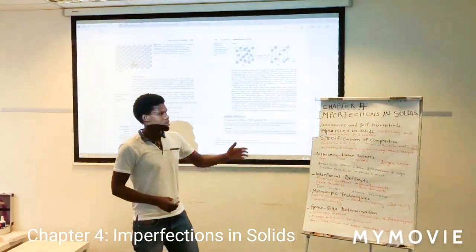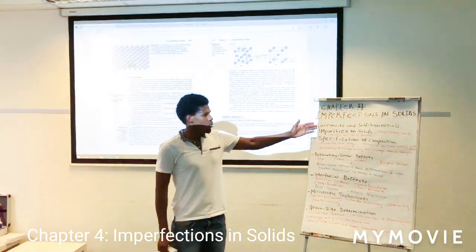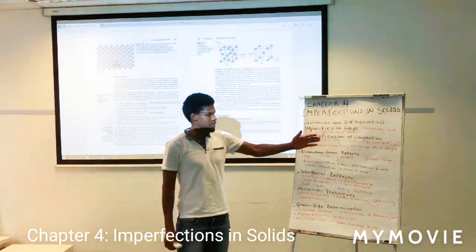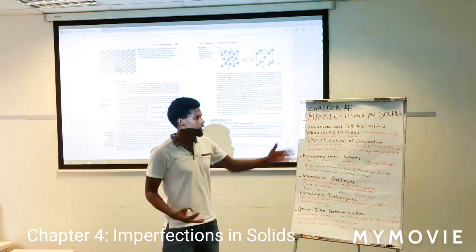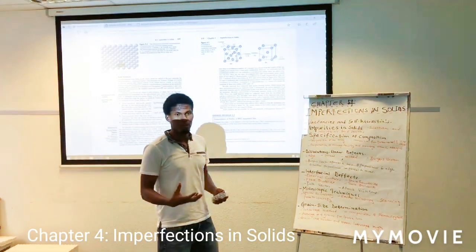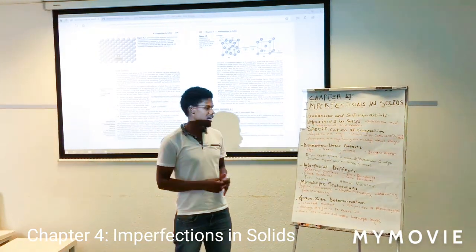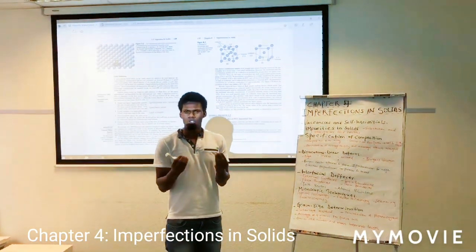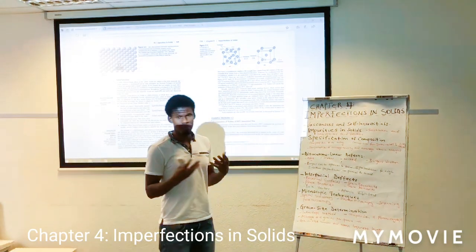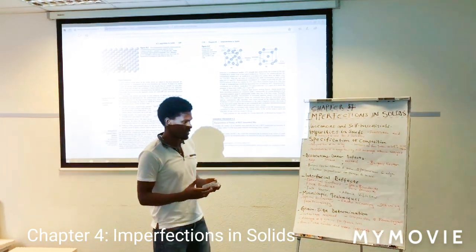The last time we talked about imperfections in solids, we talked about vacancies, self-interstitials, and impurities in solid materials. We went further and talked about specification of compositions, how we can specify these compositions in alloys, in terms of atomic percent and in terms of weight percent.